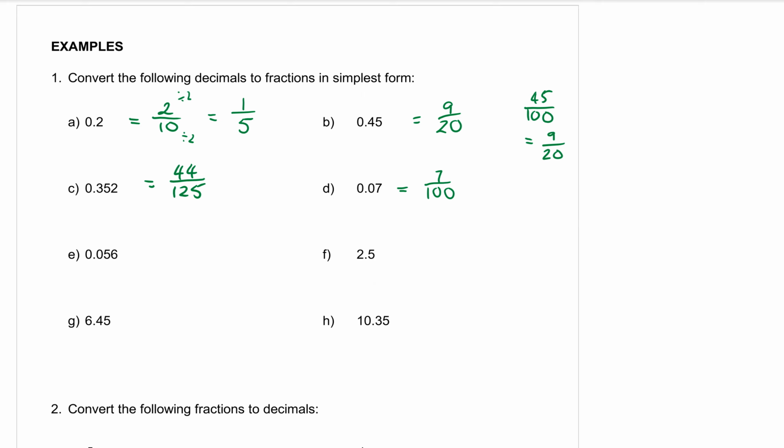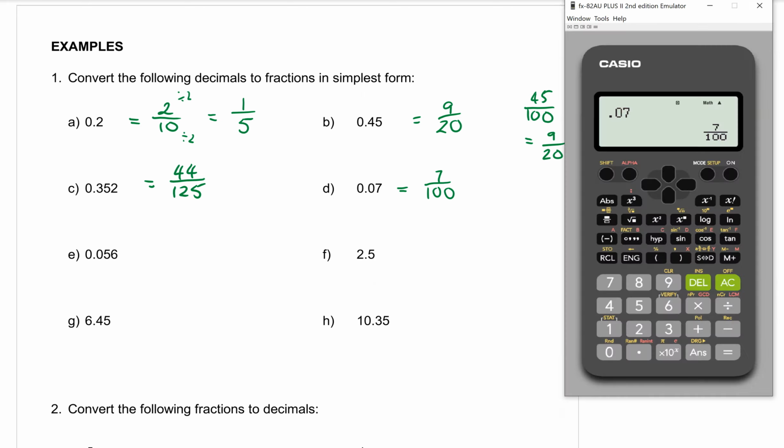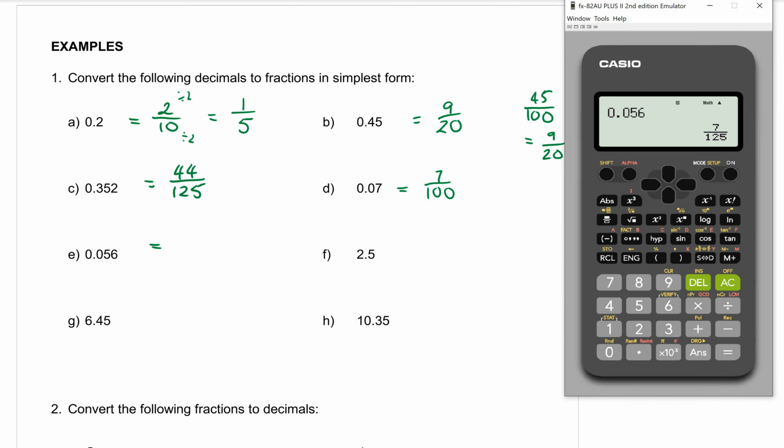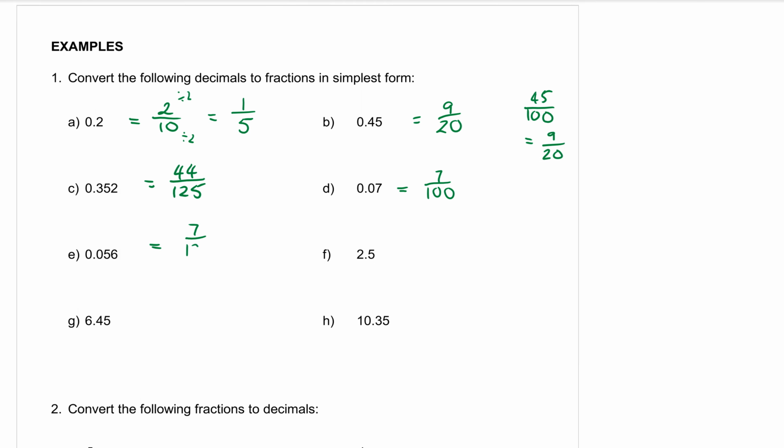E, we have 0.056, press equals and press that SD button. That SD button is going to be very popular in this topic. 7 over 125. Do you have to do like a 0 point? If you just do the point and then 0, that's okay. It'll still do it right. But I suppose if it's like an actual number, then you have to type it, yes.